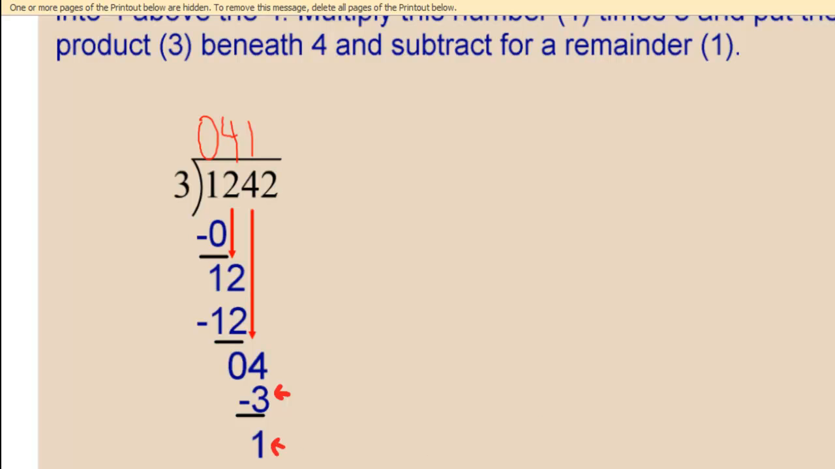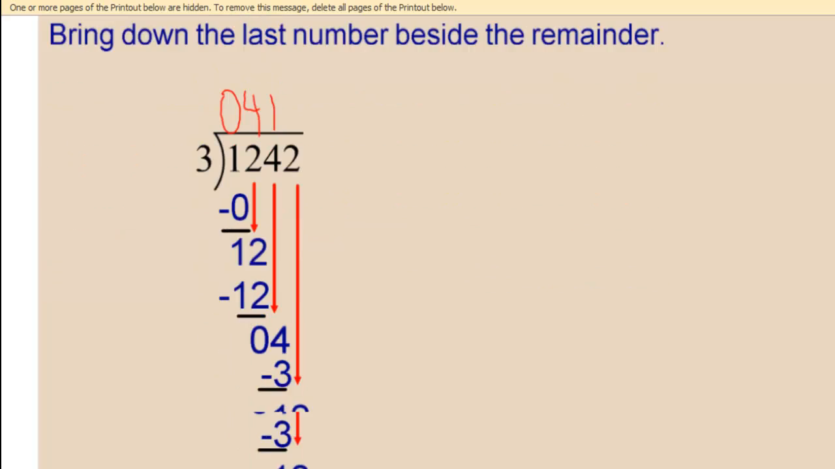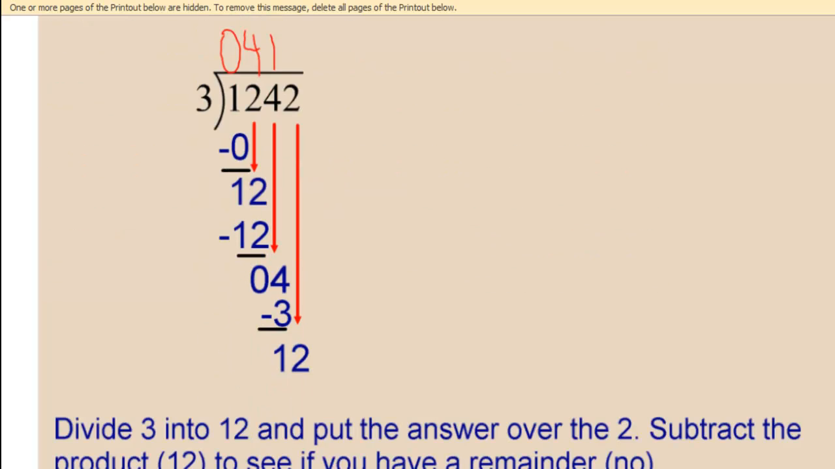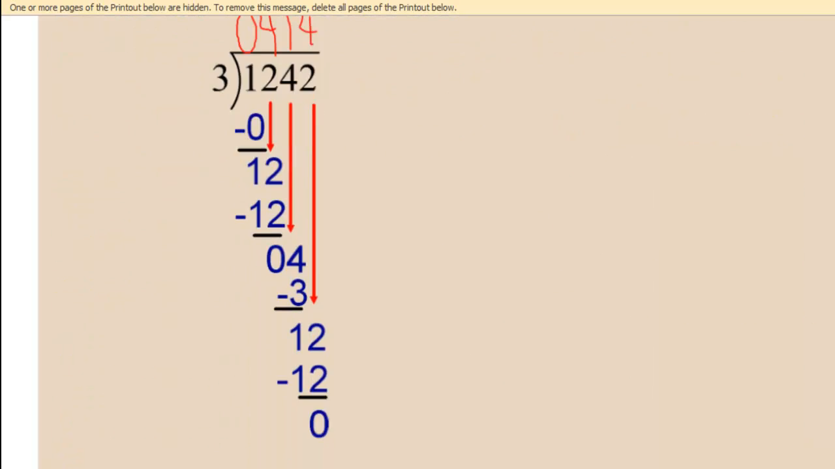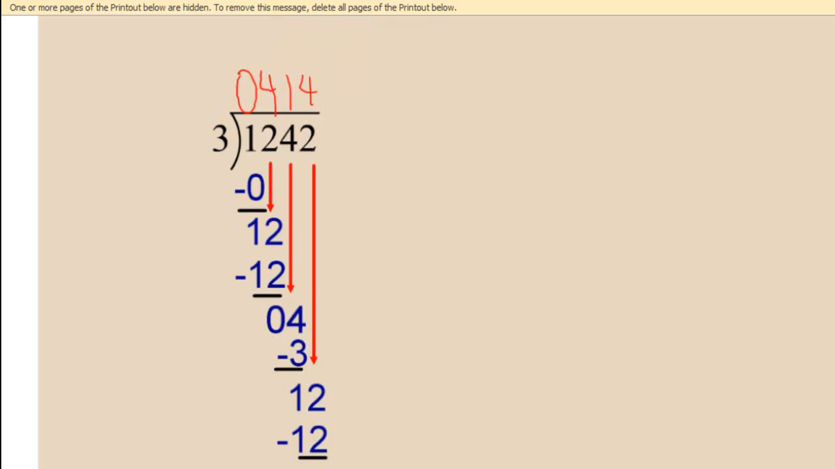Again, I'm going to need to bring down that last number 2 and I bring it straight down, keeping everything lined up. And 3 will go into 12 4 times, and the 4 needs to go on top of this 2, which is what we're working with. That's the last digit we're working with. So we're keeping everything lined up above the last digit. And when I put that in, my problem is complete because when I subtract, I have no remainder.